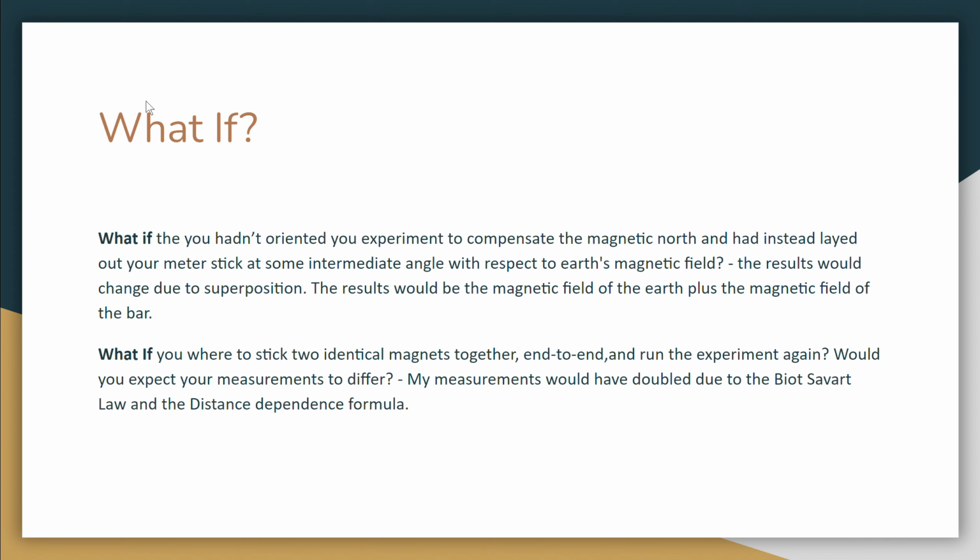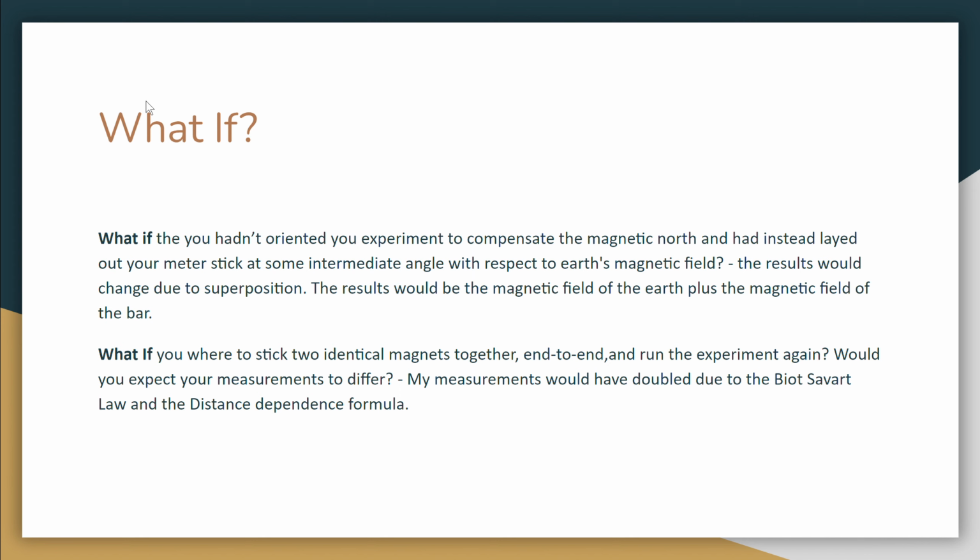So what if you hadn't oriented the experiment to compensate the magnetic north field and had instead laid out your meter stick at some intermediate angle with respect to the Earth's magnetic field? The results would change due to the principle of superposition. The results would be the magnetic field of the Earth plus the magnetic field of the bar.